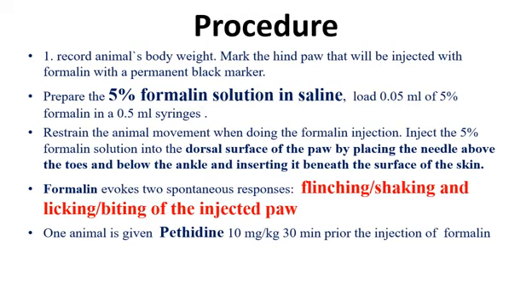In this experiment, one animal is given pethidine, which is an opioid, at a dose of 10 milligram per kg 30 minutes prior to the injection of formalin. This is to show the analgesic effect of opioids at the level of the dorsal horn on the central nervous system. The other animal will not be given pethidine, so we will see the analgesic effect of pethidine on one animal, while the other animal shows the normal reflexes of sensation of pain.